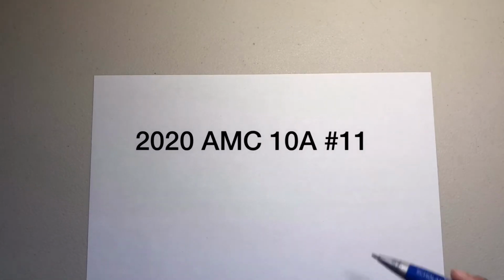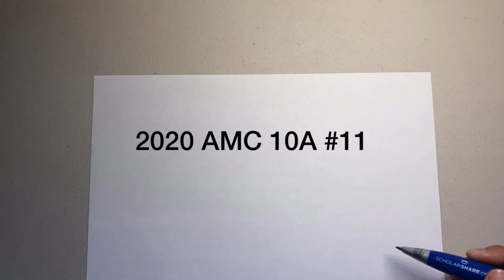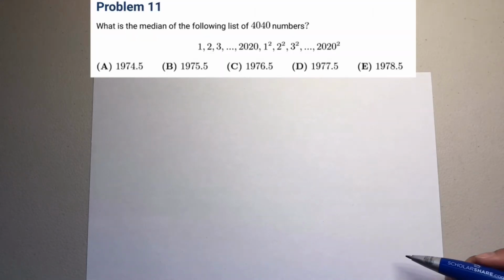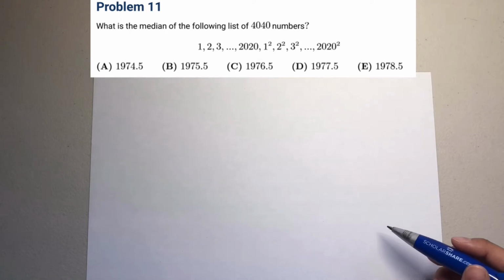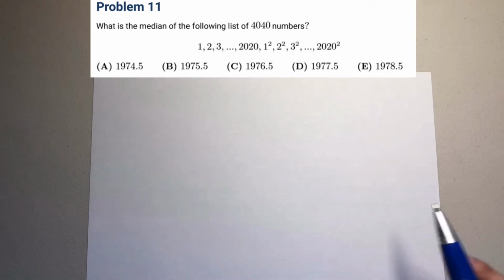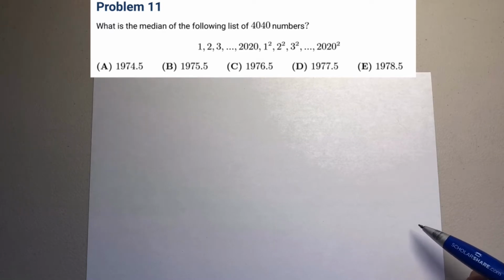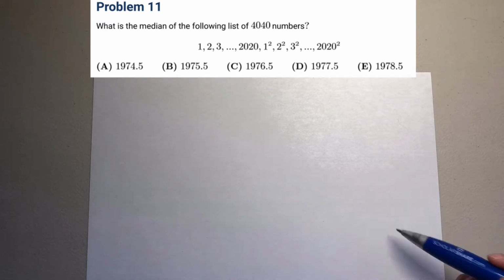Today we're going to be doing 2020 AMC 10A problem number 11. The problem reads, what is the median of the following list of 4,040 numbers? 1, 2, 3, all the way to 2020, and then 1 squared, 2 squared, 3 squared, all the way to 2020 squared. So first, what we need to do to understand this problem is know what a median is.